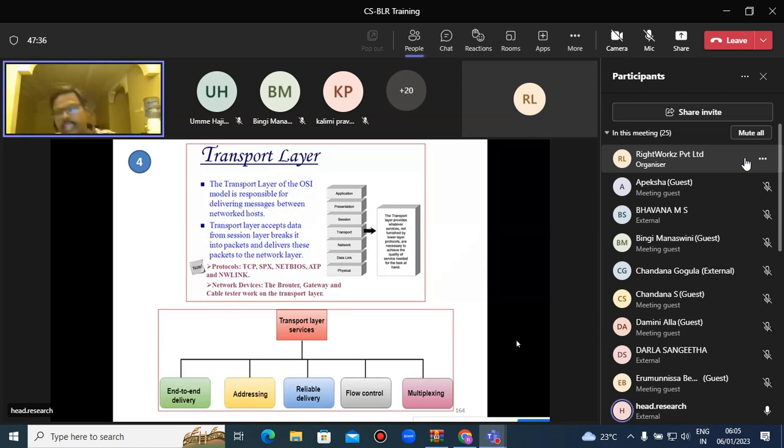So what is the transport layer? It provides whatever services are not furnished by lower layers. Protocols are necessary to achieve the quality of service needed for the task at hand. So transport layer services are end-to-end delivery, addressing, reliable delivery, flow control, multiplexing.